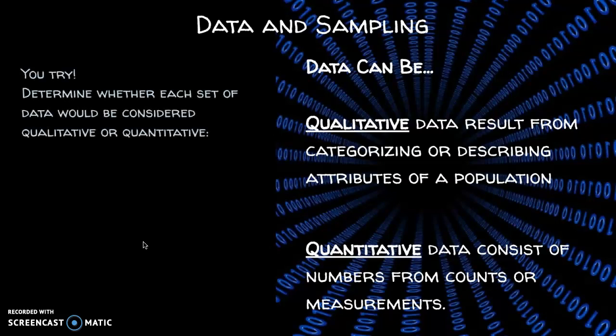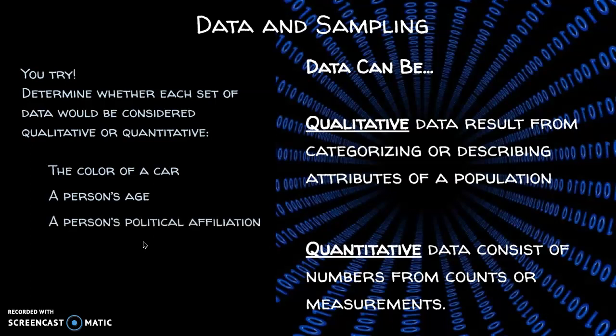Determine whether each set of data would be considered qualitative or quantitative. The color of a car. So if you're recording people's car colors, that would be qualitative. A person's age. So we can measure a person's age. That would be quantitative. A person's political party affiliation. So whether you're Republican or a Democrat or an independent, that would be qualitative.